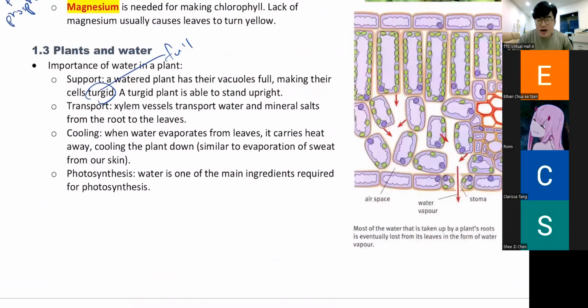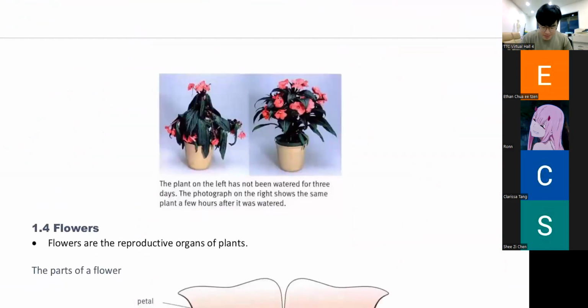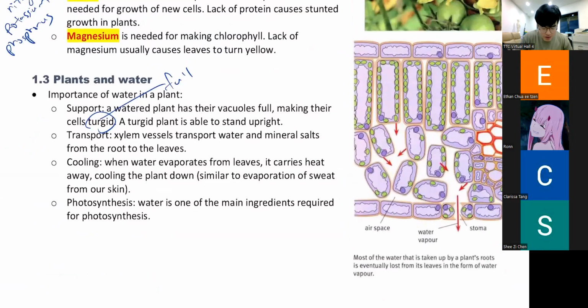Anyway, have you seen a wilted plant? If you water it, suddenly it will be turgid again. This is why it's very important to water your plant, because if you do, their cells will become full and they will stand up straight. It's just like a balloon. When your balloon loses water, it will just wrinkle up. But when you fill it with water, it will be full and stand straight. This is why you water your plant. So this is for support.